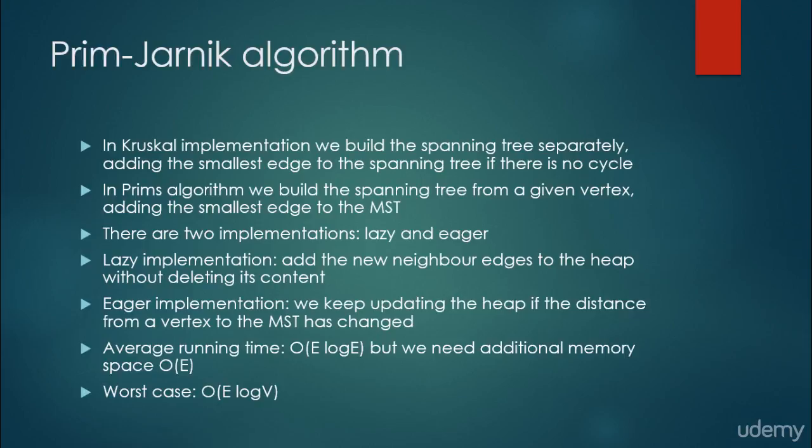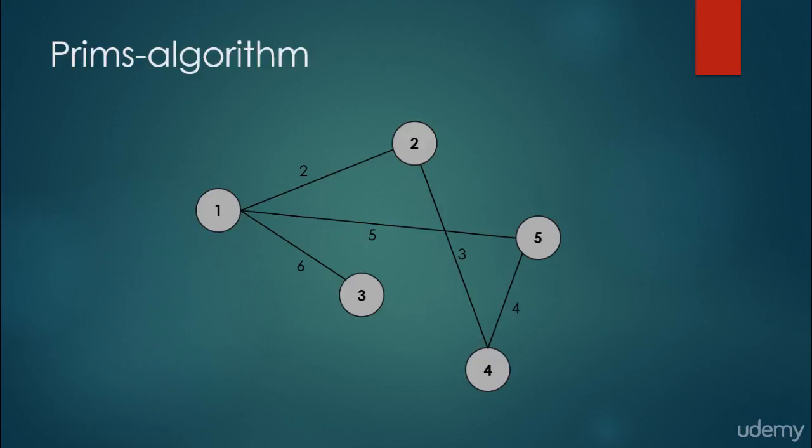In the eager implementation, we keep updating the heap if the distance from a vertex of the MST has changed. We are going to talk about it later during implementation. It will be clear, I'm sure. The average running time is O(E log E), but we need additional memory space because of the merge sort, with O(E). The worst case, of course, is O(E log V), where V denotes the number of vertices.